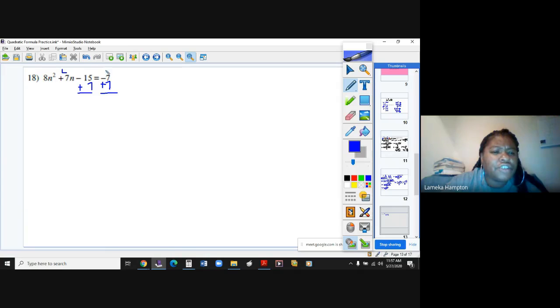That's your left. And this is your right. You want your right side to equal 0, as always. Okay? You want your left side to be the equation itself. So when I do that, I have the following.